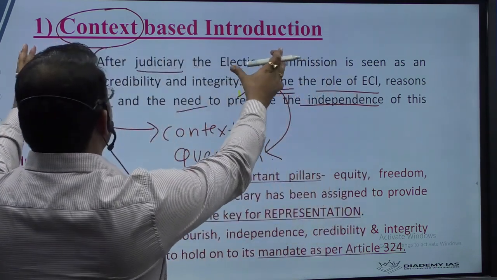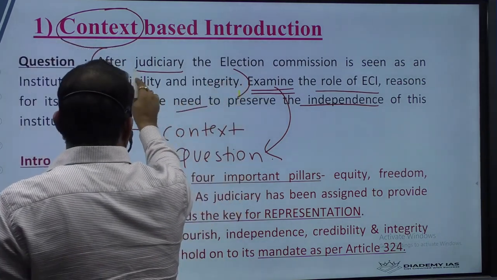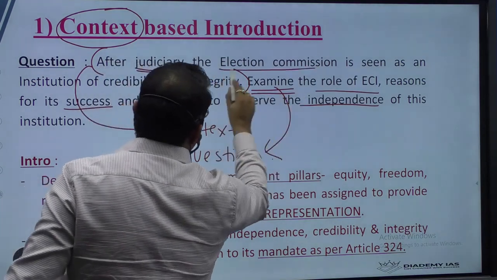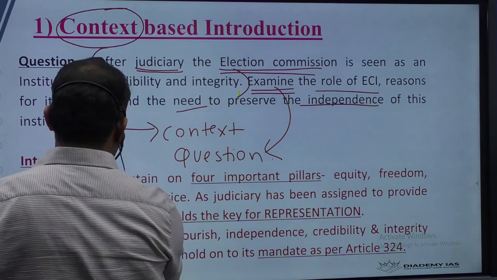So in the context-based introduction, we will see the overall context. The institutions here are the judiciary and the Election Commission. So they are an important part of democracy.